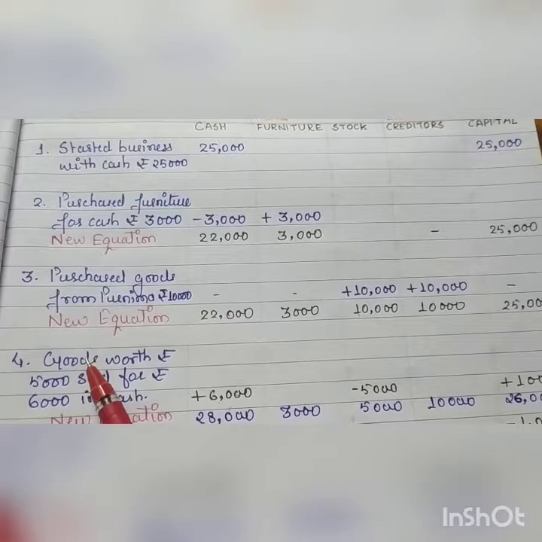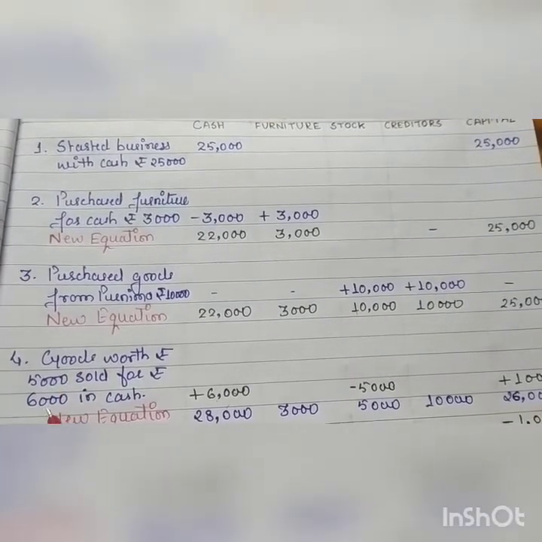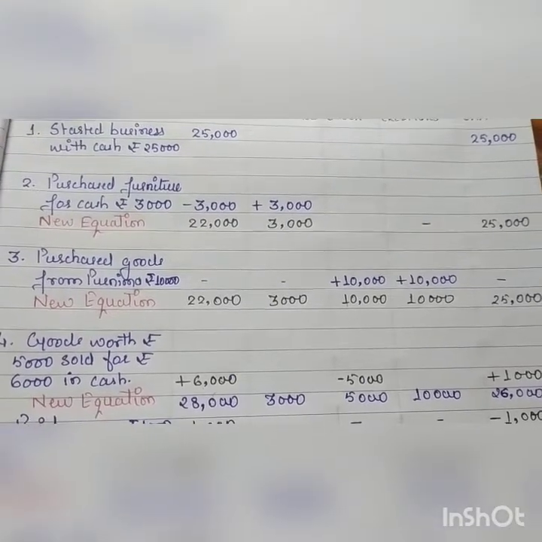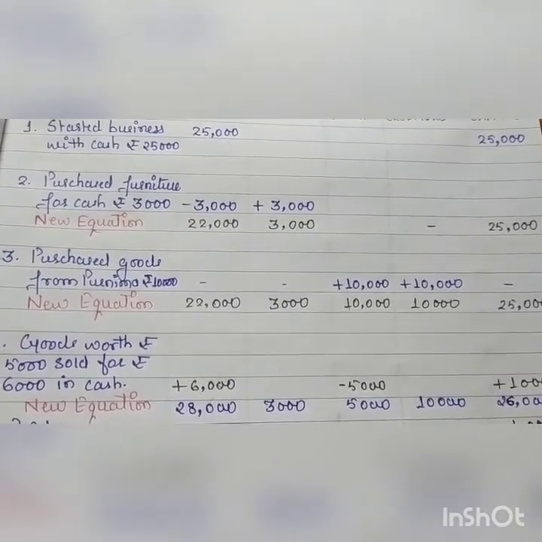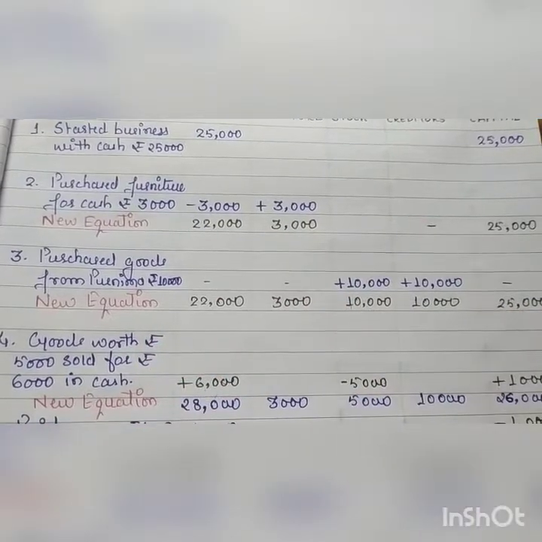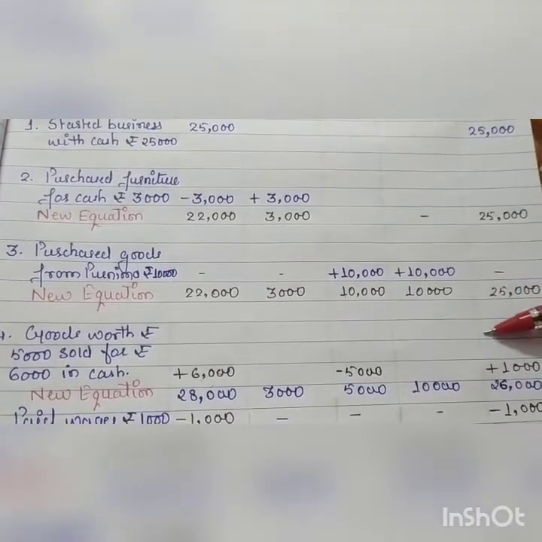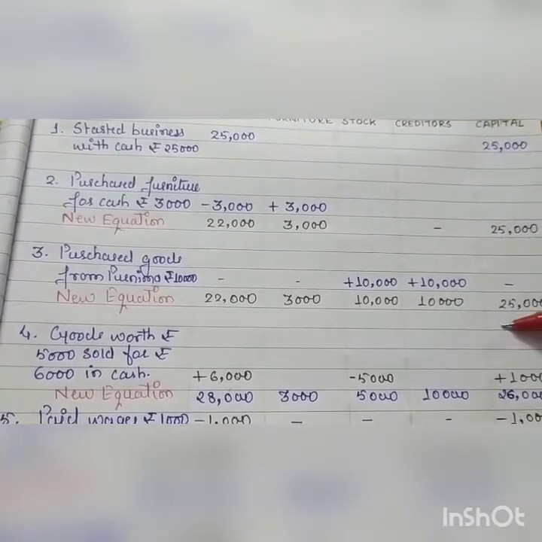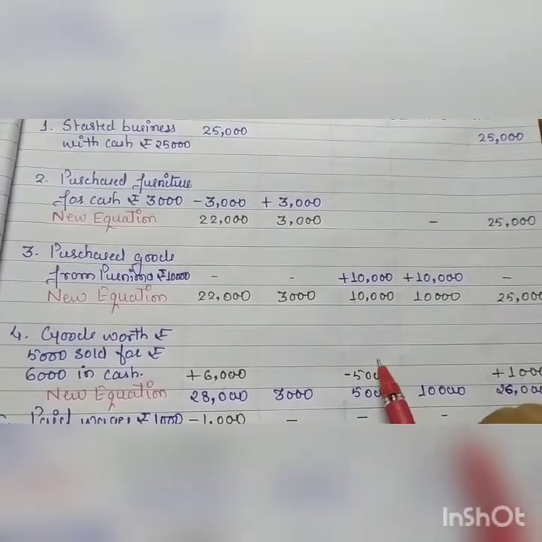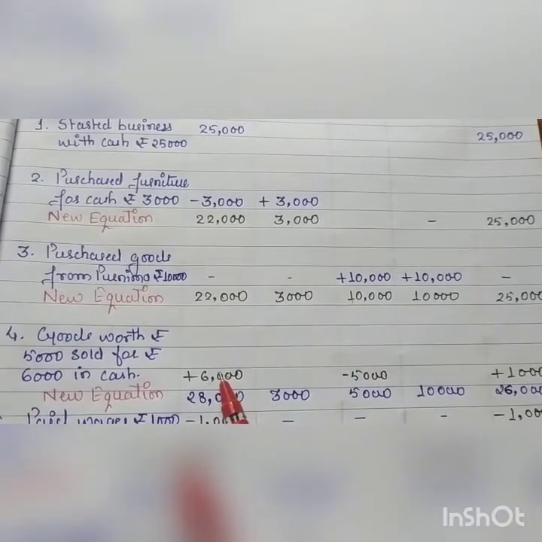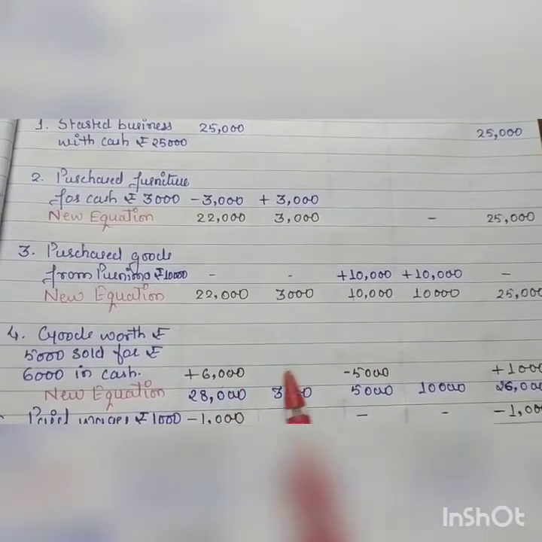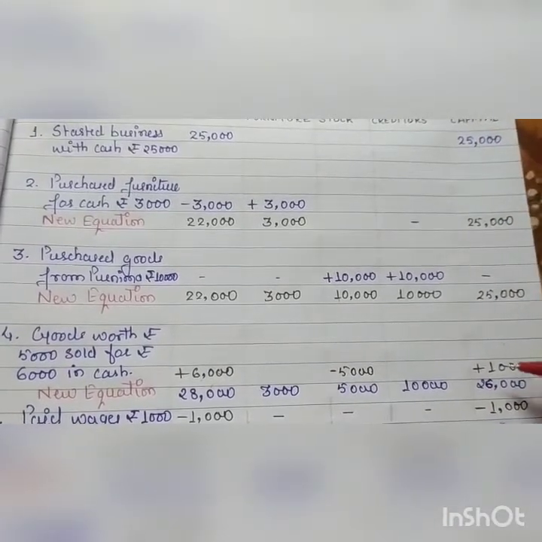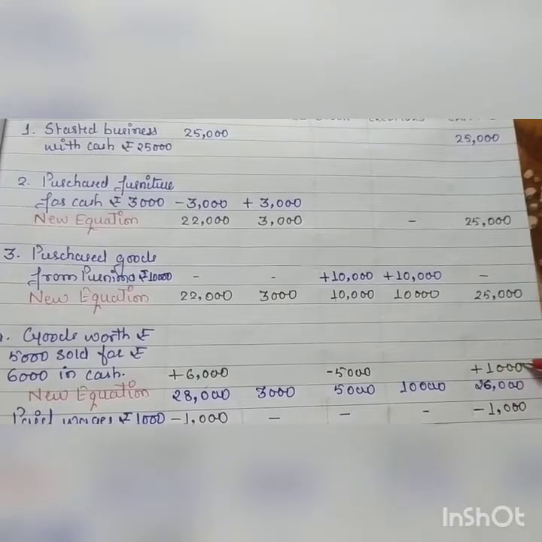Now, goods worth rupees 5,000, you sold it for 6,000. Clearly, you can see there is a profit of 1,000. So whenever there is a profit, you will add the amount with your capital. If there is profit, you will add the amount. If there is loss, you will subtract the amount. So here you sold a 5,000 item for 6,000, there is a clear profit of rupees 1,000 which will be added with your capital. That's why I have added here 1,000.